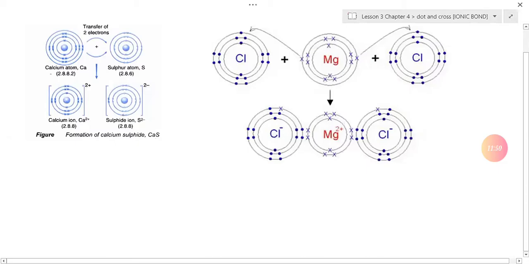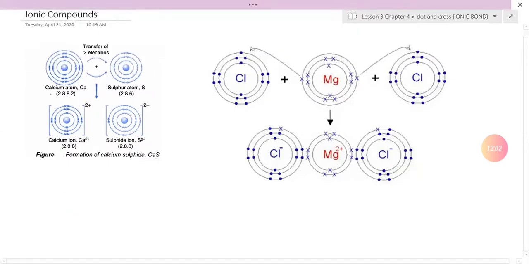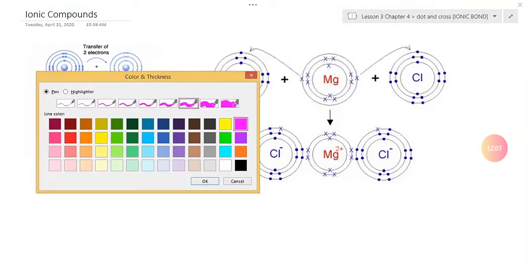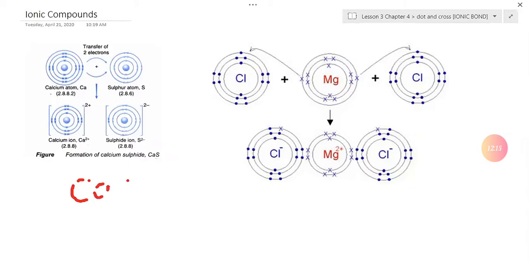Let's talk about another example, that is calcium sulfide, formation of calcium sulfide. Once again we'll do some rough work first, rough calculations. See the formula of calcium sulfide. So here I am going to continue with that. Calcium sulfide. Calcium belongs to group 2A and sulfur belongs to group 6A.